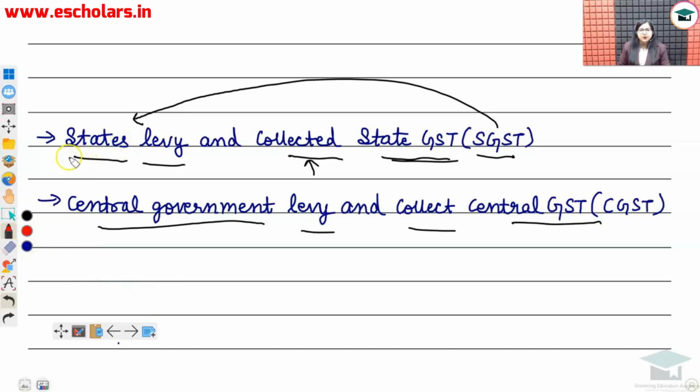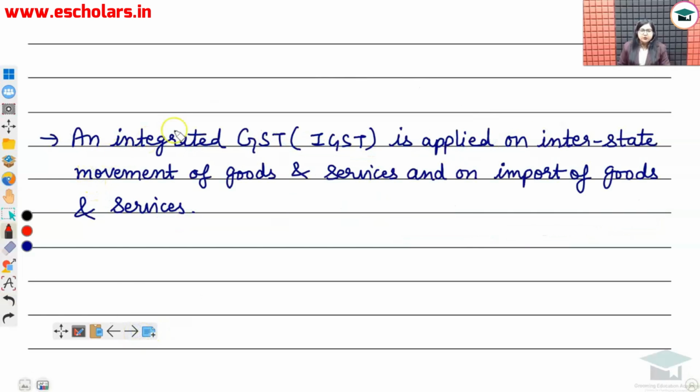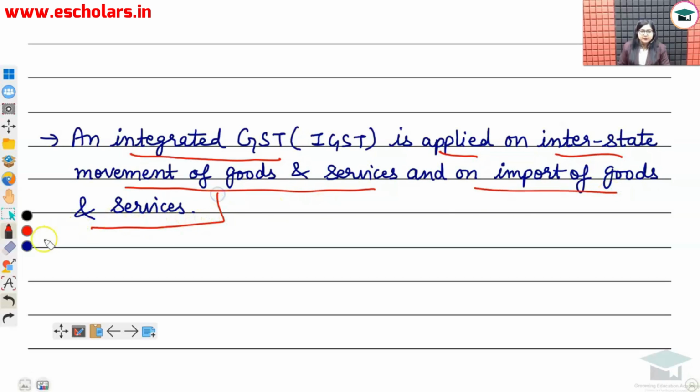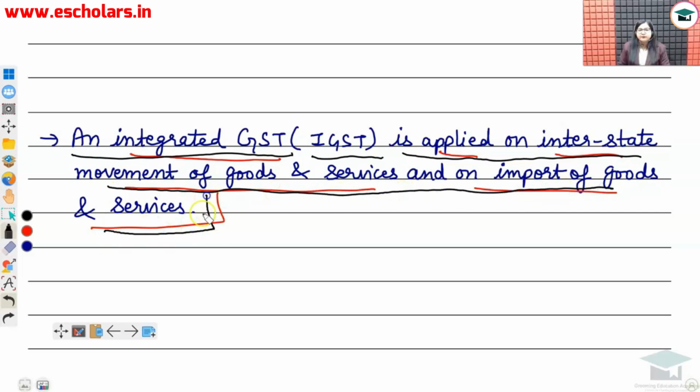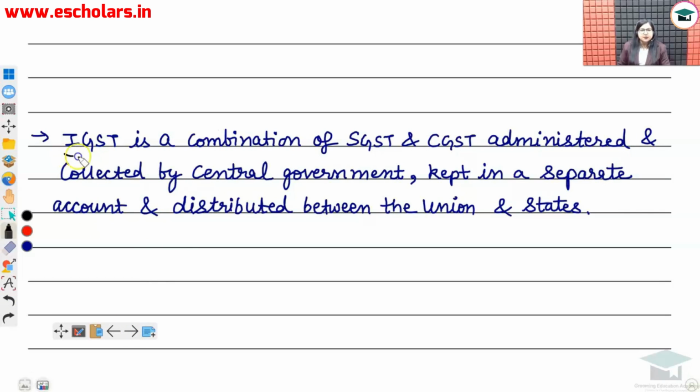So let's recall it till now. States levy and collect state GST, that is SGST, and the central government levies and collects central GST, that is CGST. Also, if we talk about integrated GST, it is applied on interstate movement of goods and services, as we already discussed, and on import of goods and services. So let's have a look. Integrated GST, that is IGST, is applied on interstate movement of goods and services and on import of goods and services.